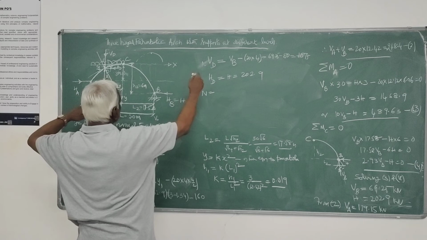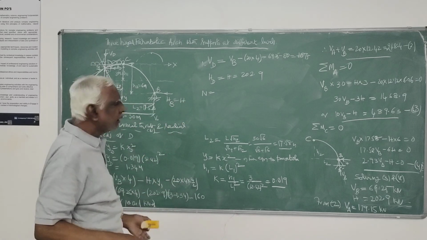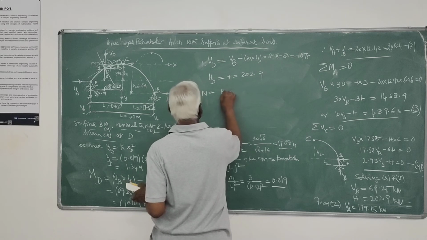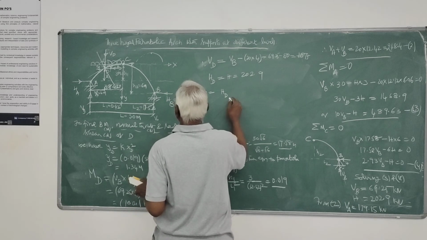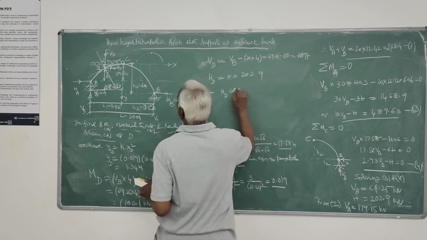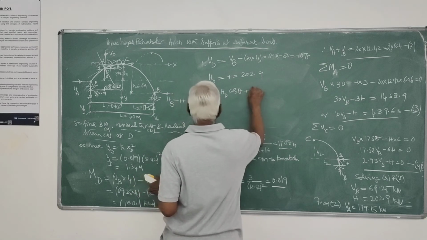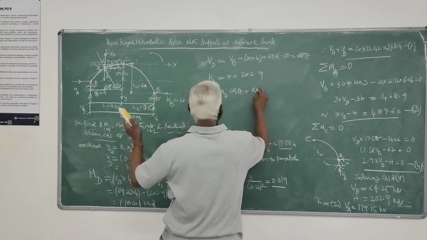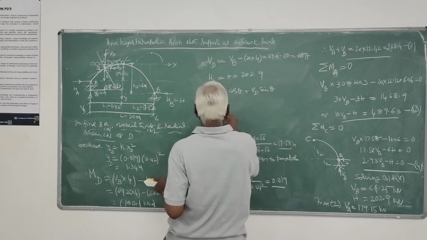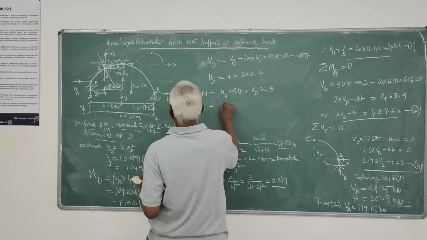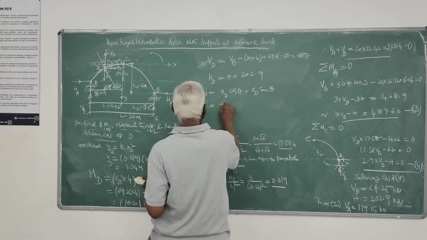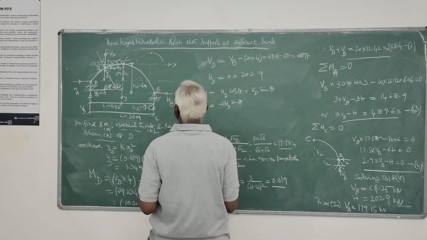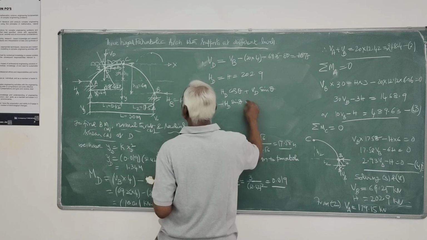Therefore, normal thrust is along the tangent, and radial shear is along the normal. So normal thrust is HD cos theta plus VD sin theta, and radial shear is equal to minus HD sin theta plus VD cos theta.